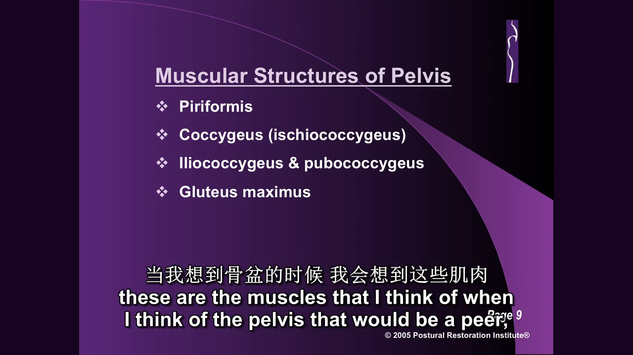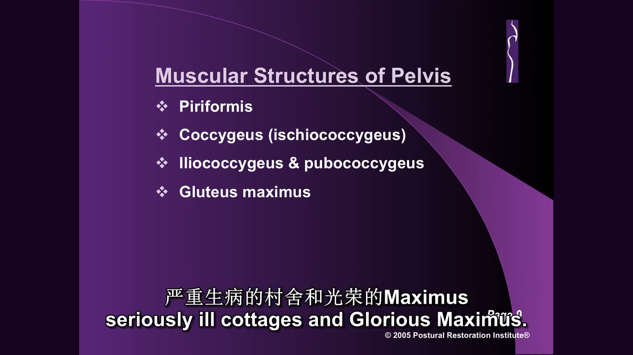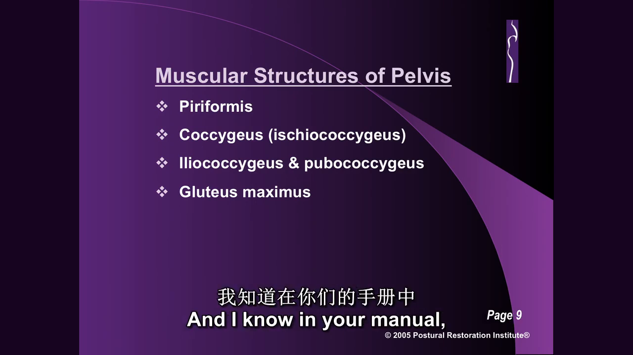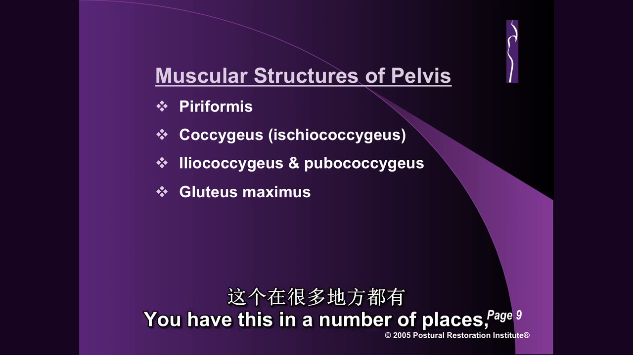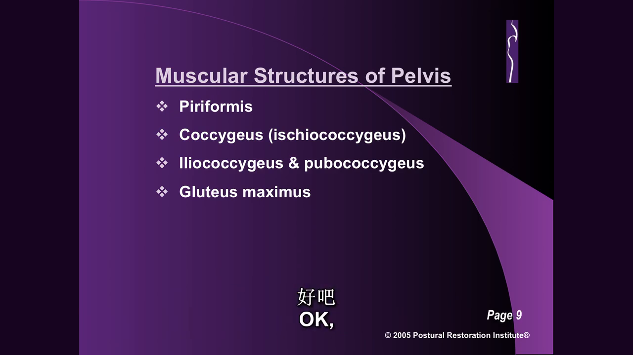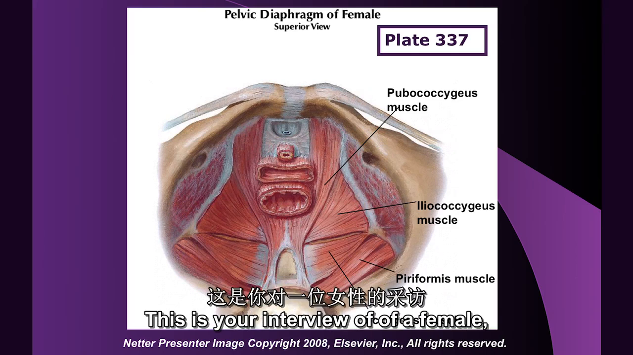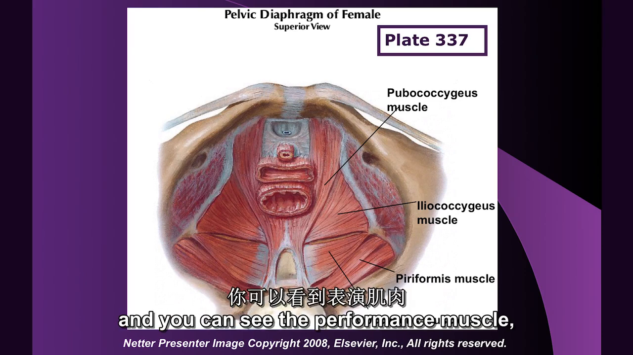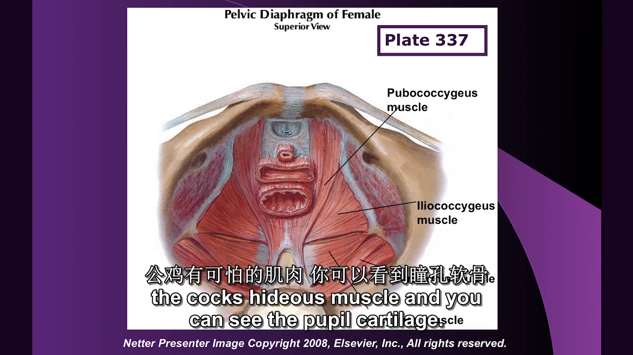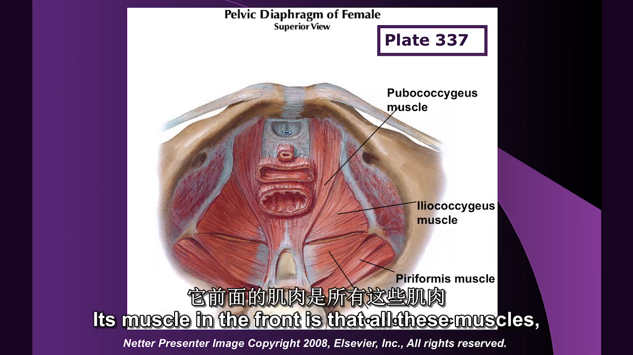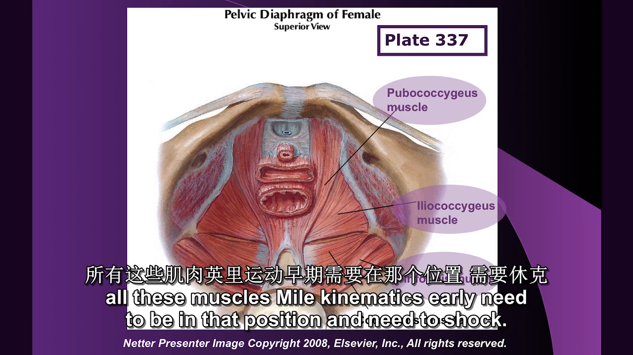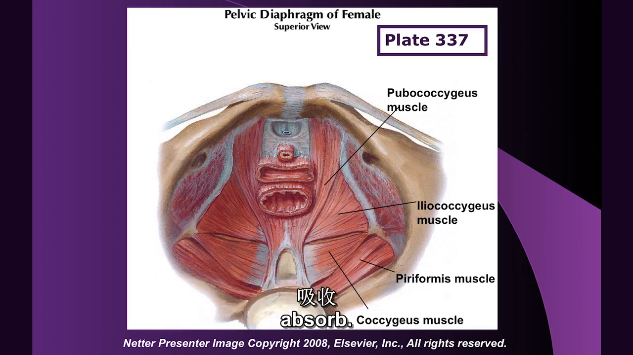These are the muscles that I think of when I think of pelvis. That would be your piriformis, your coccygeus, your iliococcygeus, and gluteus maximus. I know in your manual you have this in a number of places, so I'm going to roll through this pretty fast, okay? This is the picture from the inside down. This is your inlet view of a female. You can see the piriformis muscle, the coccygeus muscle, and the pubococcygeus muscle in the front. All these muscles myokinematically need to be in that position and need to shock absorb.